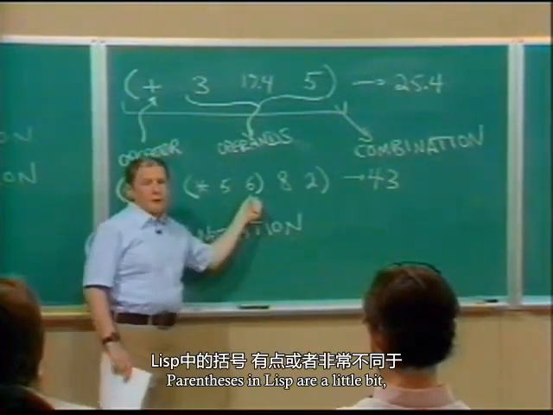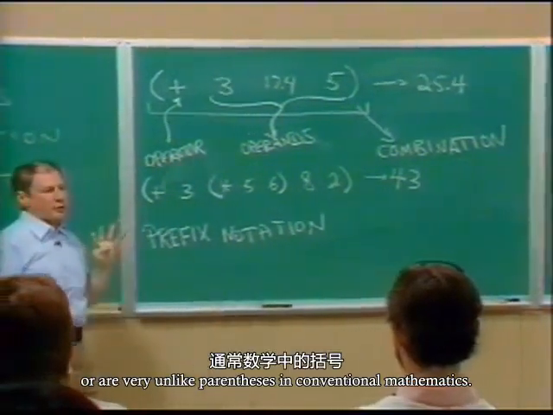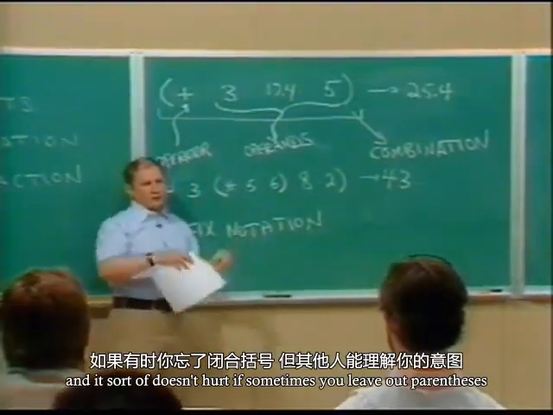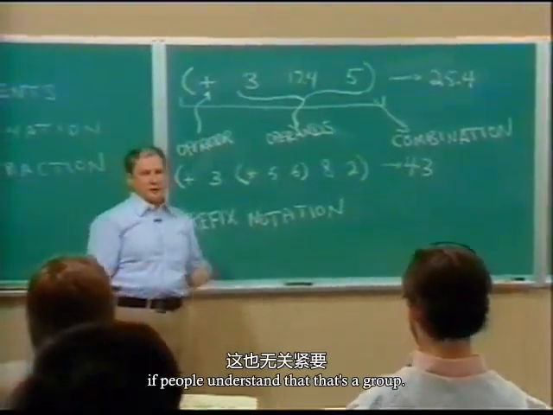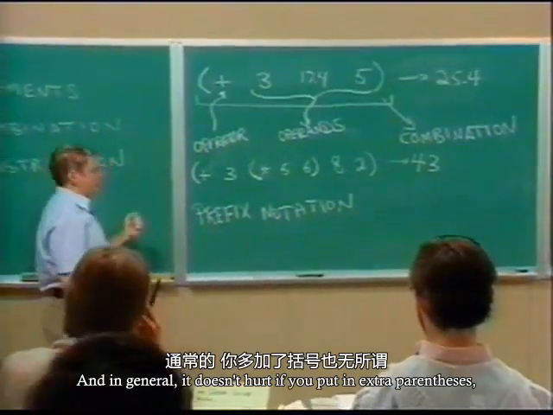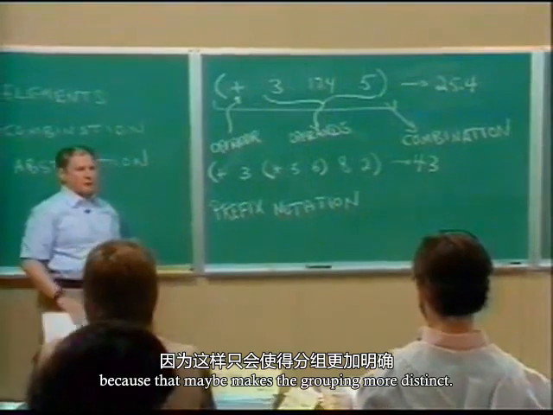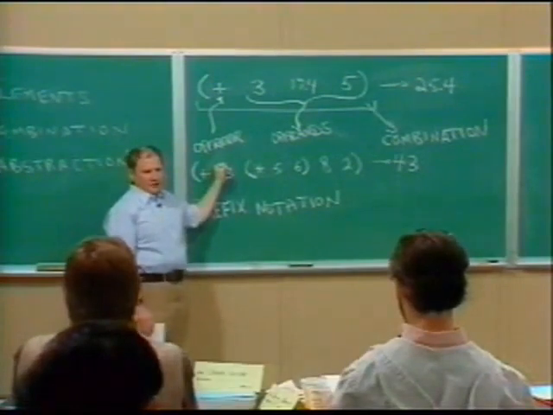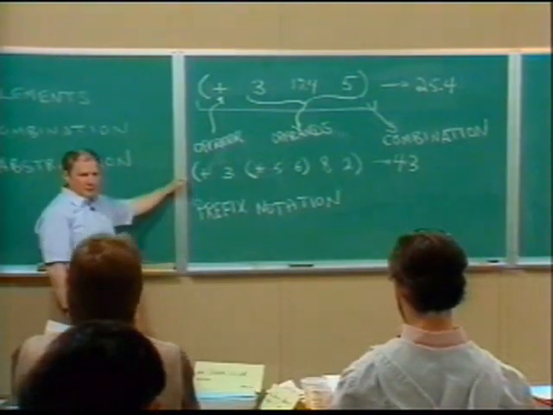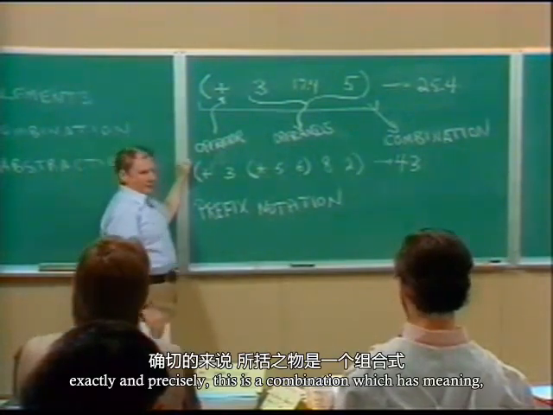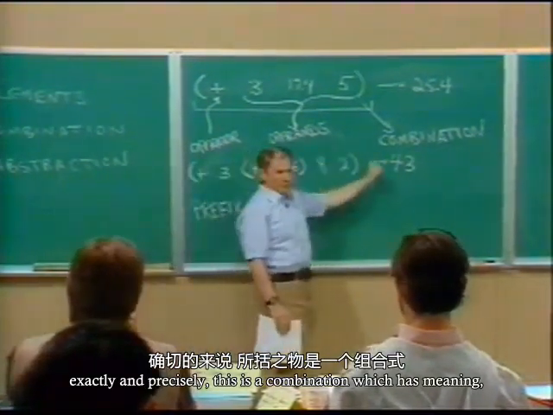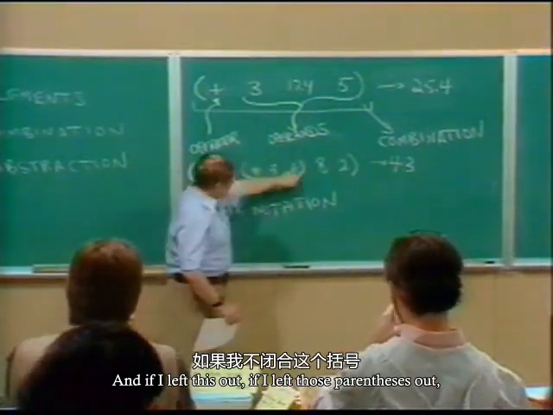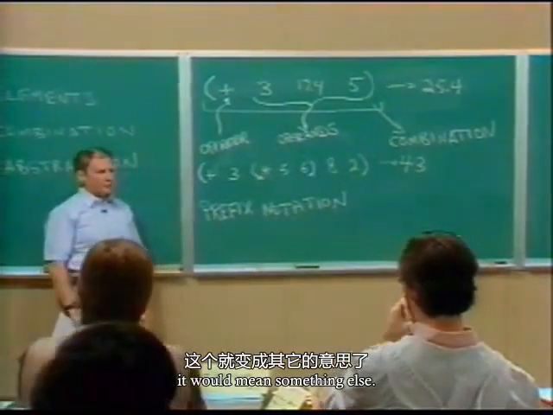And I can see that the second operand here is itself a combination that has 1 operator and 2 operands. Parentheses in Lisp are very unlike parentheses in conventional mathematics. In mathematics, we use them to mean grouping. It doesn't hurt if sometimes you leave out parentheses if people understand that that's a group. And in general, it doesn't hurt if you put in extra parentheses because that maybe makes the grouping more distinct. Lisp is not like that. In Lisp, you cannot leave out parentheses, and you cannot put in extra parentheses. Because putting in parentheses always means exactly and precisely this is a combination which has meaning: apply an operator to operands. And if I left those parentheses out, it would mean something else.